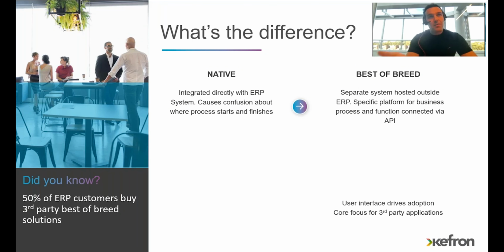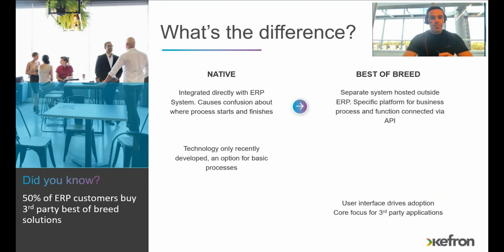So the transfer of data, for example, purchase orders from the ERP to the Kefron system, is all done via that API. Now, the great thing about that is it's very clear. There's a clear distinction as to where one process starts and one process takes over.